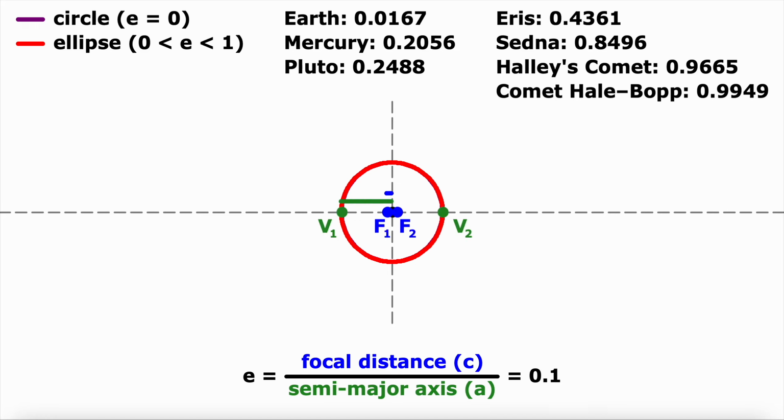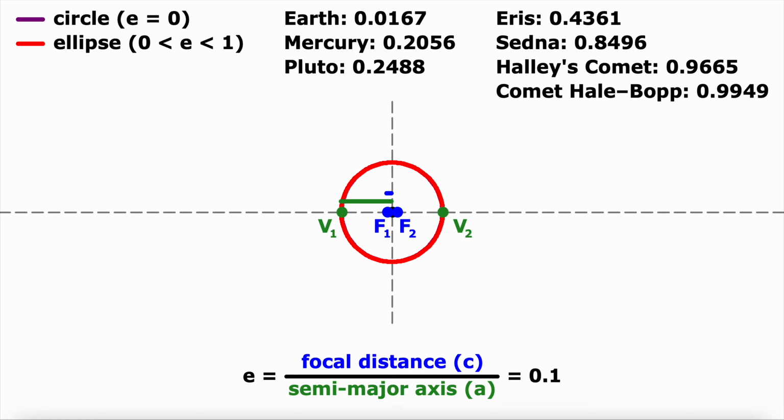The eccentricity of an ellipse is a number between 0 and 1 that determines the shape of the ellipse, that is, how elongated the ellipse is. To calculate the eccentricity of an ellipse, we divide the focal distance of the ellipse by its semi-major axis. In mathematical terms, e equals c over a. The focal distance is the distance from the center to either focus, and the semi-major axis is the distance from the center to either vertex.